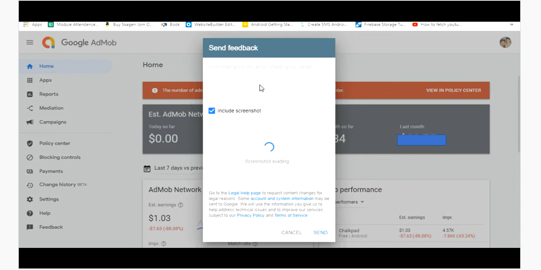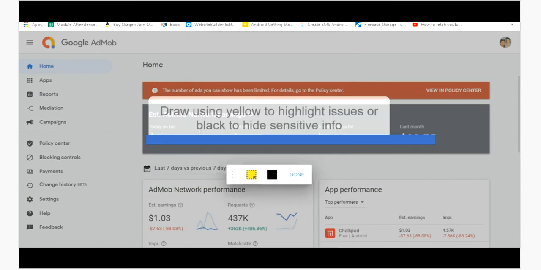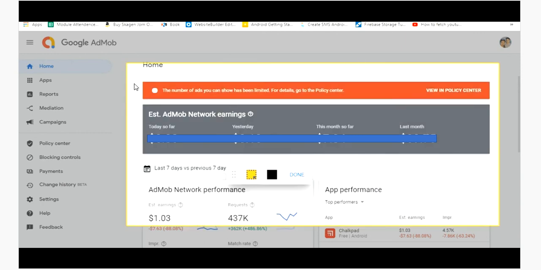You have to include a screenshot also, and that screenshot must show the error part. Must show the error part means this red part must be in it. Take the screenshot, then write your feedback, and you must use the word genuine. The first thing to remember is to use the word genuine.